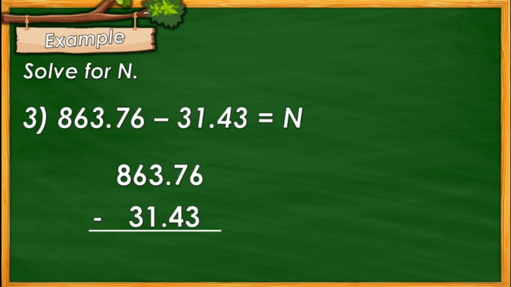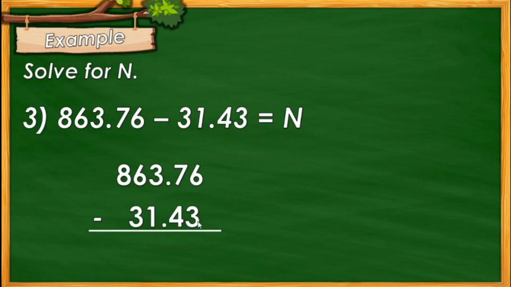Next, sample number 3. This would be a subtraction. 863 and 76 thousandths subtracted by 31 and 43 hundredths is equal to n. Again, align the decimal point vertically. So this would be 863 and 76 thousandths minus 31 and 430 thousandths. So align the decimal. So perform the operation.